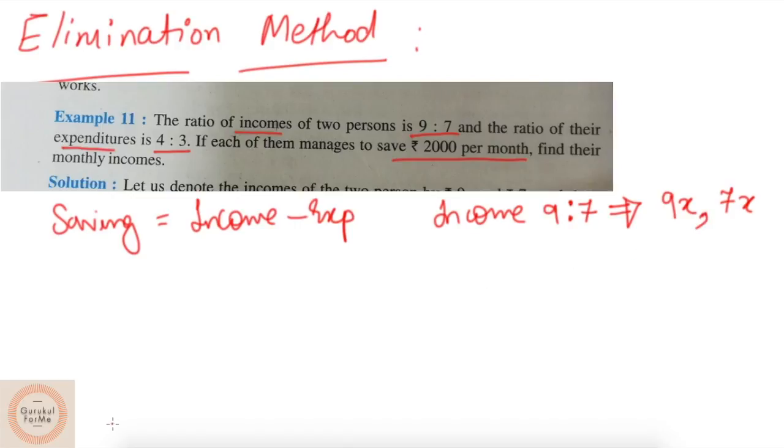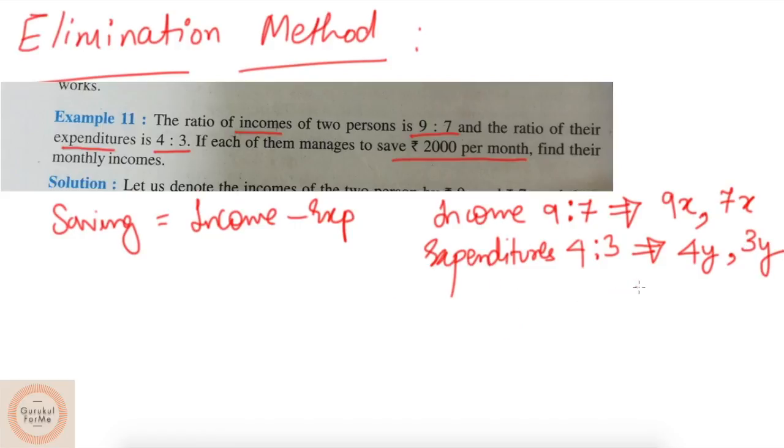Do you agree? And we know that their expenditures are in the ratio of 4:3. Can we write that as 4y and 3y? Absolutely. Somebody might question, why is this not 4x and 3x? The only reason is because this is a ratio of 9:7 and the multiple here, which is x, may not be the multiple here for 4:3.